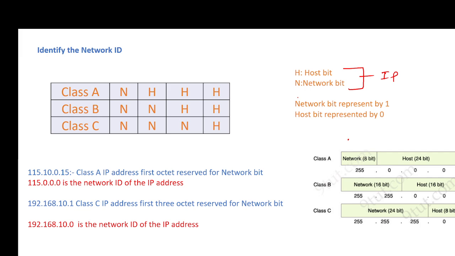If that is the case, which class of IP address will they go for? They need a small number of networks, but a large number of computers. If that is the case, which option will they opt for? Guys, I'm asking a question.